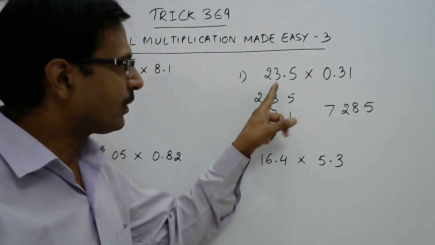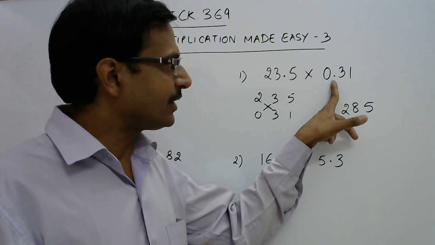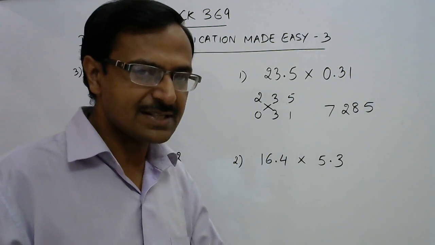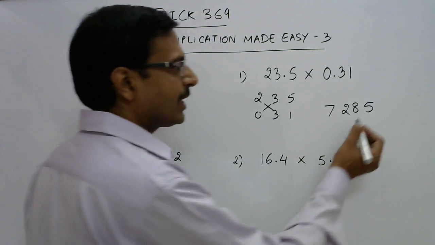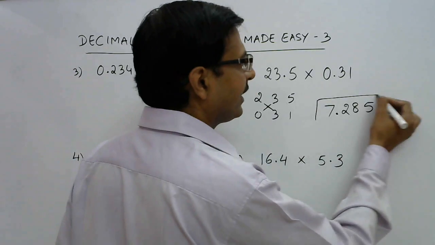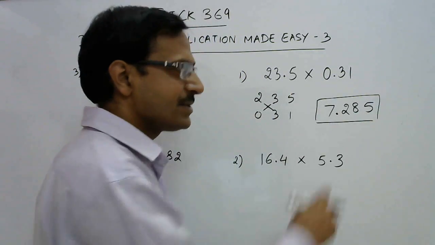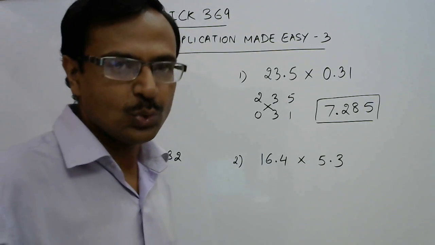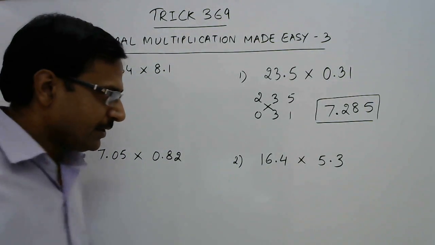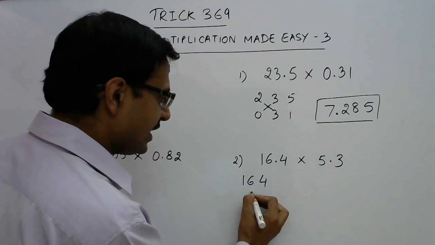Just count the number of digits after the decimal here, 1 digit. After the decimal here we have 2 digits. So in total we have 3 digits after the decimal. So just count from the right side, 1, 2, 3 and put a decimal. You get your final answer of 23.5 into 0.31 is 7.285. Let's apply the method here. See, we have the number 164 and here we have 53.